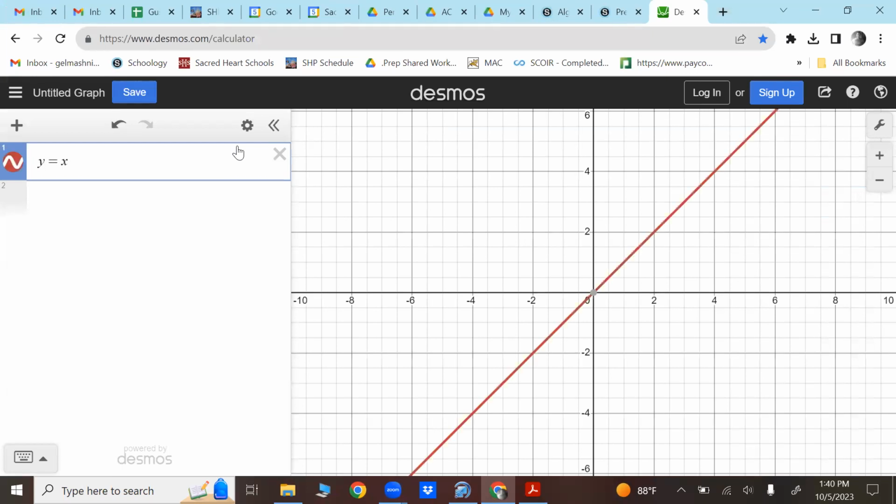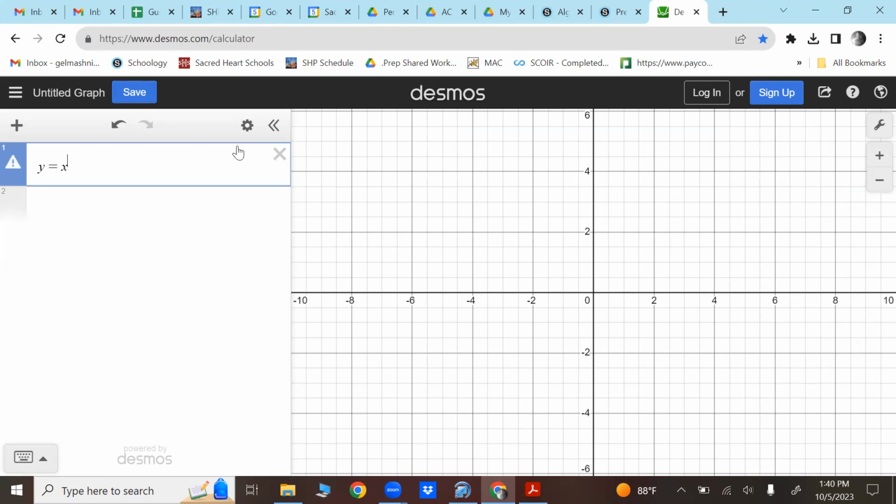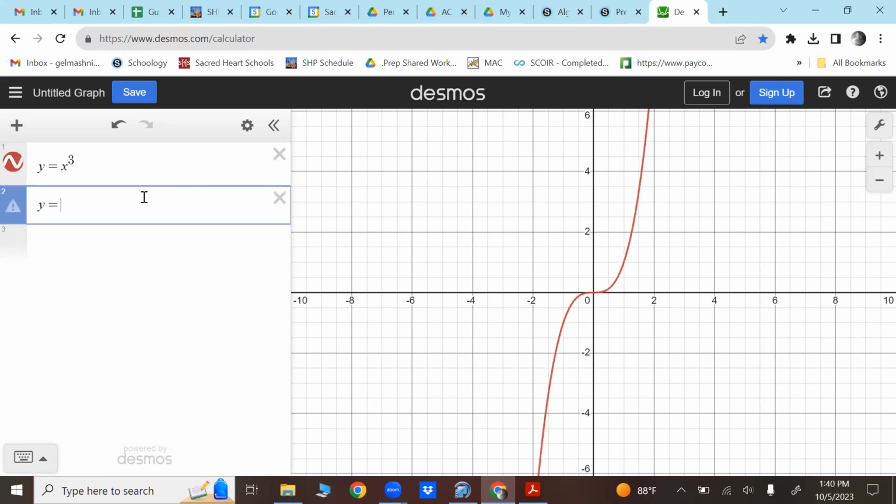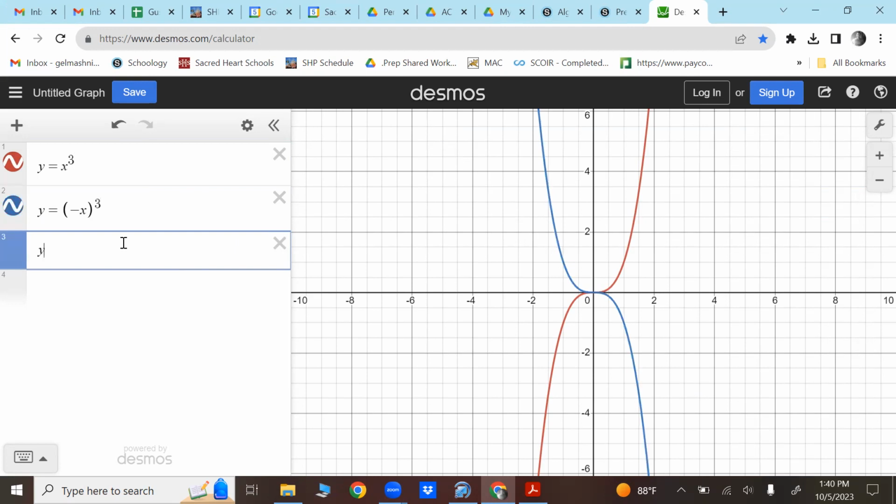So y equals x cubed. We know it's this, right? What if I did this? Y equals parentheses negative x. So what happened? It reflected, right? Now, here's the thing. It's the same thing as saying this.